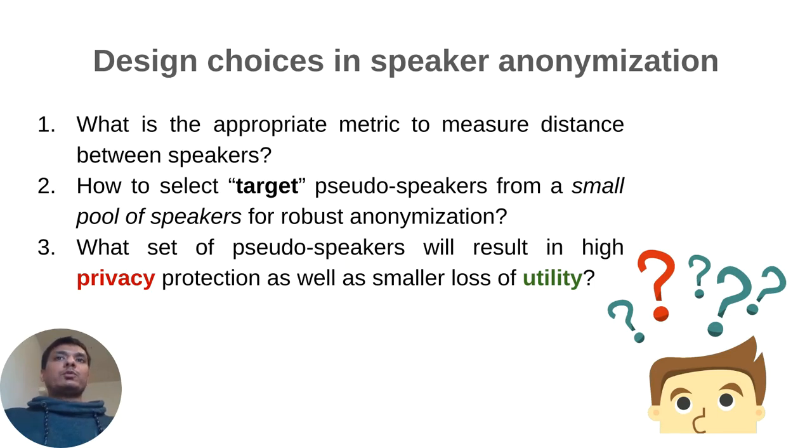Now, let us look at our approach. We ask three basic questions which lead us to explore the design choices in speaker anonymization in this paper. The first question is, what is the appropriate distance metric between speakers? Second is, how do we select a large number of pseudo speakers from a small pool of speakers? And finally, how do we ascertain that the design choices that we are deciding will result in high privacy as well as bearable loss of utility? We will try to answer these questions in this presentation.